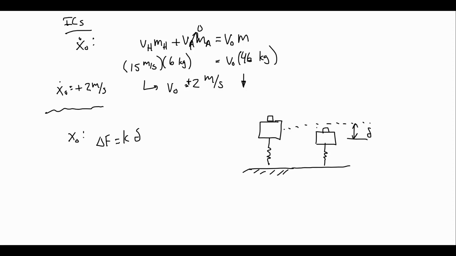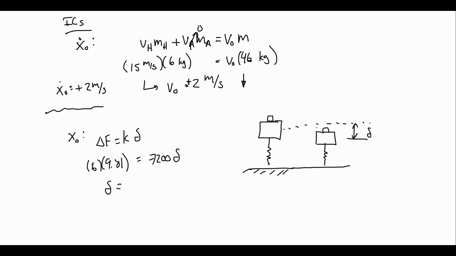Right? So again, it was 40 kilograms, it's now 46 kilograms, so the change in force is going to be 6 kilograms times 9.81 meters per second squared equals 7,200 delta.